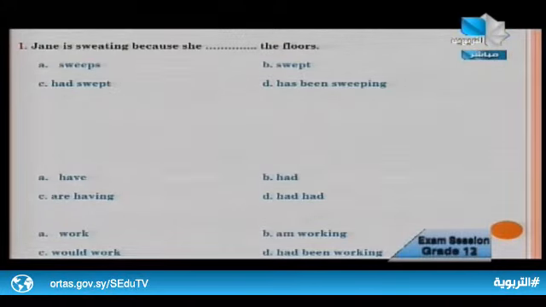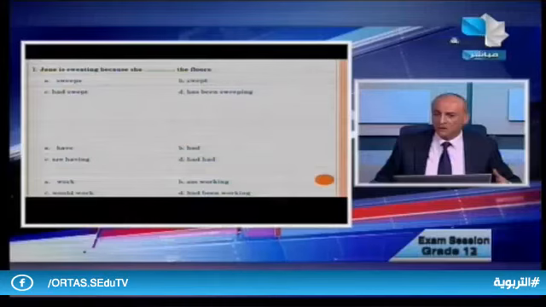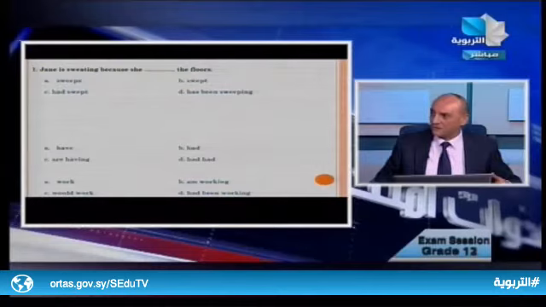Number one. Jane is sweating because she sweeps, swept, had swept, has been sweeping. Why is Jane sweating? Because she has been sweeping the floors. Of course. So we are talking here about an action that has recently stopped and has a result, which we can see. She's sweating. And she is still sweating. So which means that she is still sweeping the floors, right?